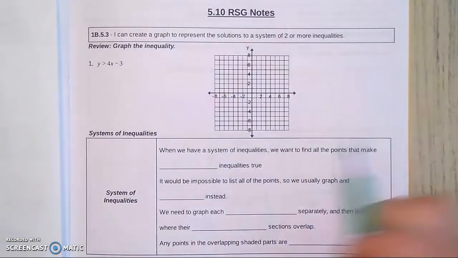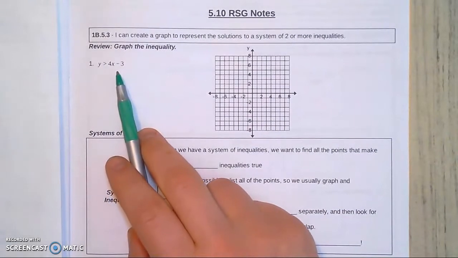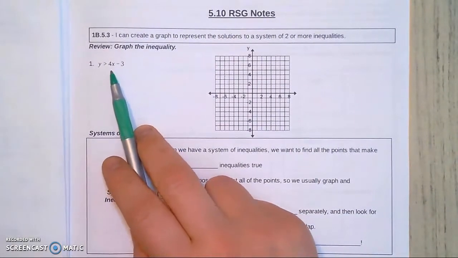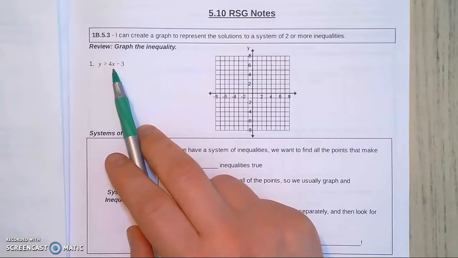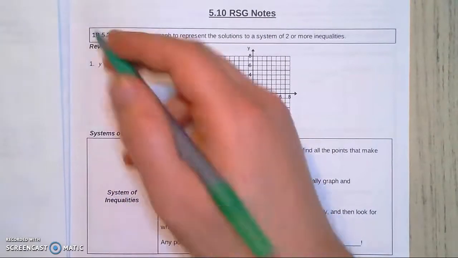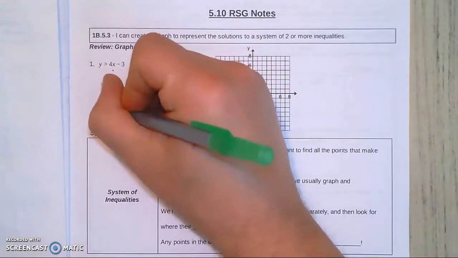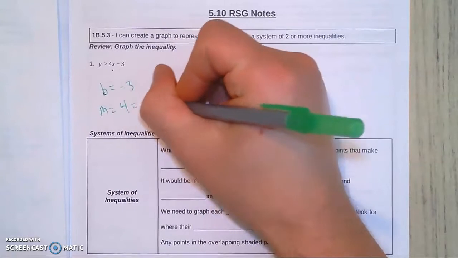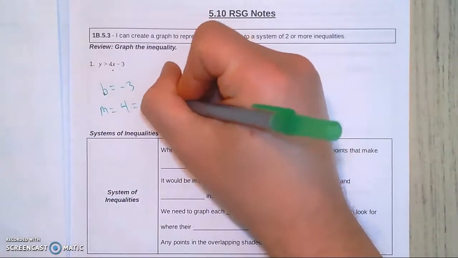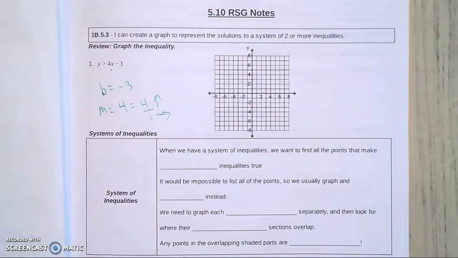To start, we're going to begin with a review of a linear inequality. So remember, to graph a linear inequality, we use the same features we do for linear equations at first, and that would be a y-intercept, b is -3. We also have a slope, m is 4. You can make that like 4 over 1, and remember, rise and run to go up 4, right 1.